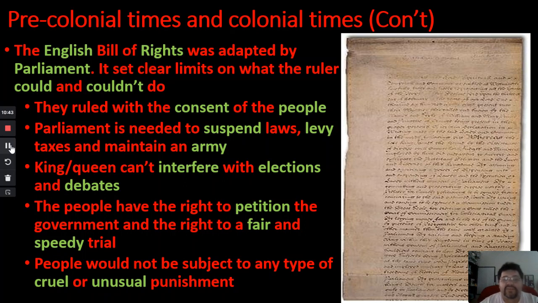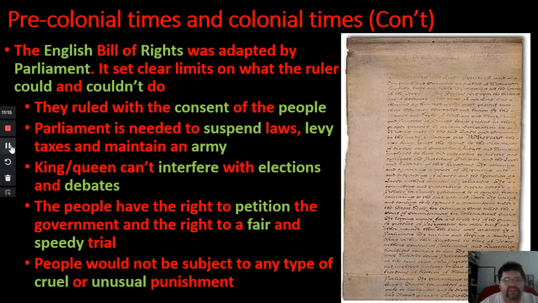People have the right to petition the government, right? If they don't like how things are going, the people can step up and say, I don't like this. I think we're messing up. I think we could do this or do that. Okay. And they had a right to a fair and speedy trial. Because again, back in the day, before the English Bill of Rights, kings and queens could hold people in prison for as long as they wanted. Some people never got a trial, you know, just the way it was.